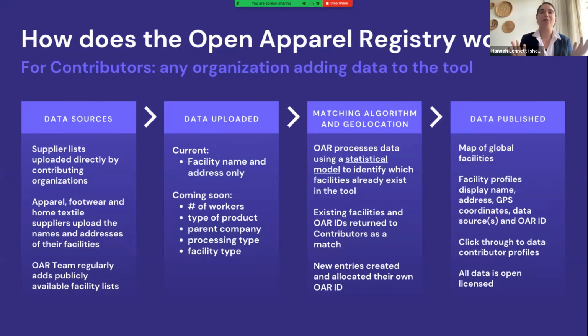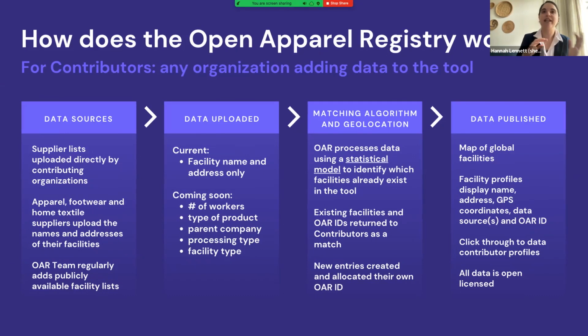In terms of how the Open Apparel Registry works and how data flows through it, we'll do a live demo shortly and show you all of this in the tool itself, but wanted to start with a broad overview of how data goes into and moves through the tool. So the first piece is looking at data sources. Where does the data come from?